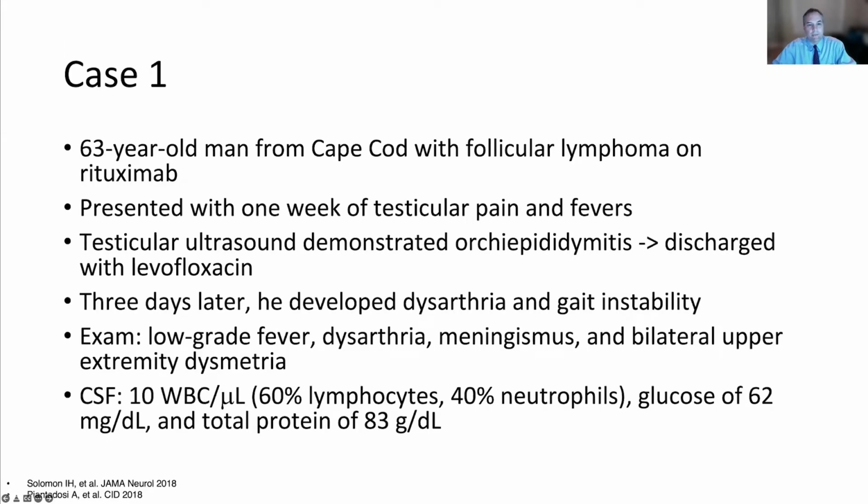So this is a case of a 63-year-old man from Cape Cod who had lymphoma and was treated with rituximab, a B-cell depleting drug. And he presented with a week of fever and testicular pain, was given antibiotics for possible bacterial infection and sent home, but then came back 3 days later with neurologic symptoms as well, including slurred speech and gait imbalance.